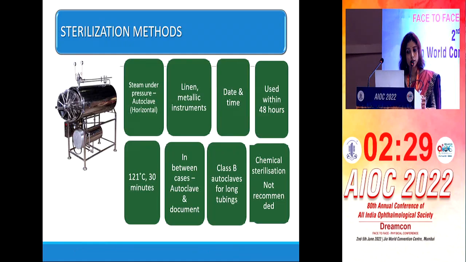So what are the sterilization methods that should be followed? For linen and metallic instruments, it is steam under pressure, horizontal or vertical, but always vertical; the horizontal autoclave is preferred. The autoclaved instruments should be used within 48 hours. And in between cases also the autoclave should be used and it should be documented. Class B autoclaves are very good for long tubings, and AIOS does not recommend chemical sterilization anymore.